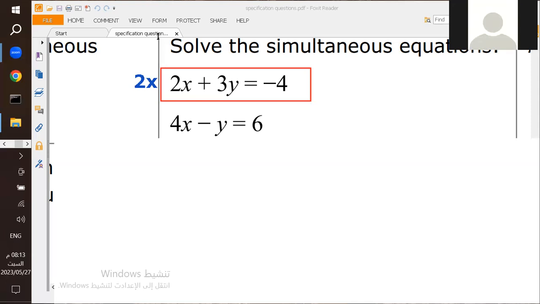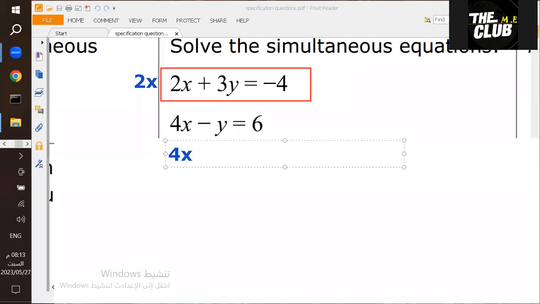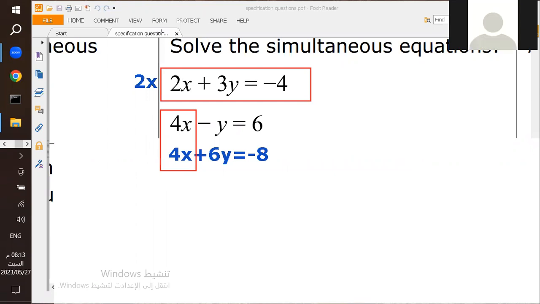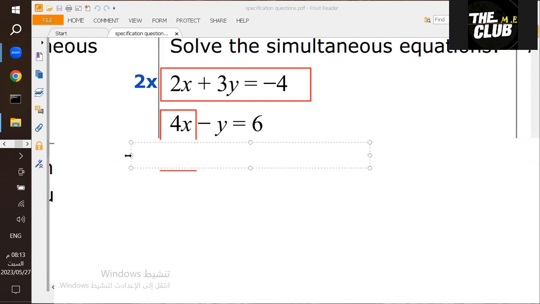But let's do it this way so you don't get confused. If we multiply this by 2, we will make it 4x, the same. Let's write it here: 4x plus 6y equals negative 8. Now I'm going to work these out. Because they have the same sign, I'm going to subtract the equations. Subtract the equations when they have the same signs. I can put a subtraction sign here and work from the top.